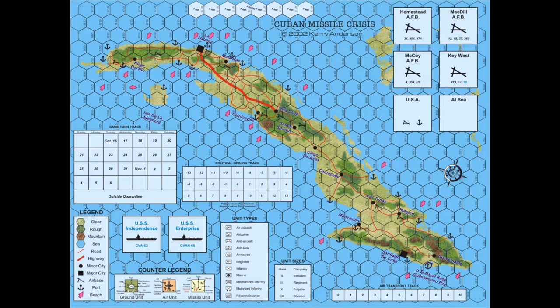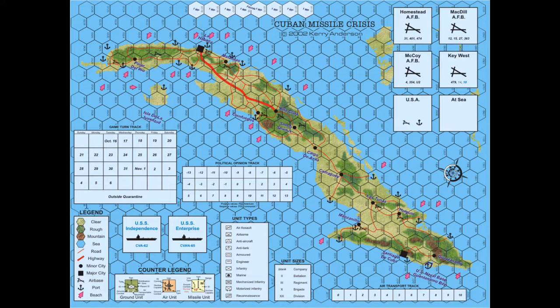So this is the map. It's broken down into hexagonal spaces. You can see the depiction of ground in Cuba. The light brown is forest. The light green is plains. The dark green is forest. The brown are mountains. Big squares are the two large cities of Havana and Santiago de Cuba. The small round black dots are towns. Red arrows indicate beaches that can be landed at. Anchors are ports. Thick red lines are highways. Thin red lines are secondary roads. And you can see Guantanamo Bay in the bottom right-hand corner of the map.